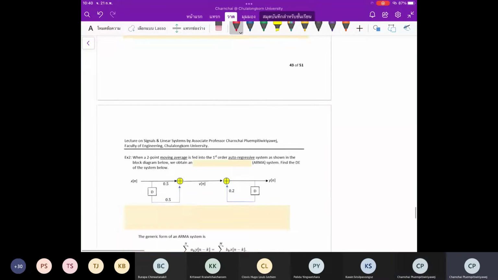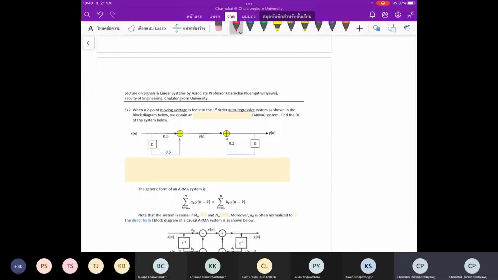Now we talk about if we add the moving average to it. This is the part that is the moving average. This is the autoregressive. So the whole system is called ARMA. ARMA system stands for autoregressive followed by moving average. And over here we can rewrite the equations, right?